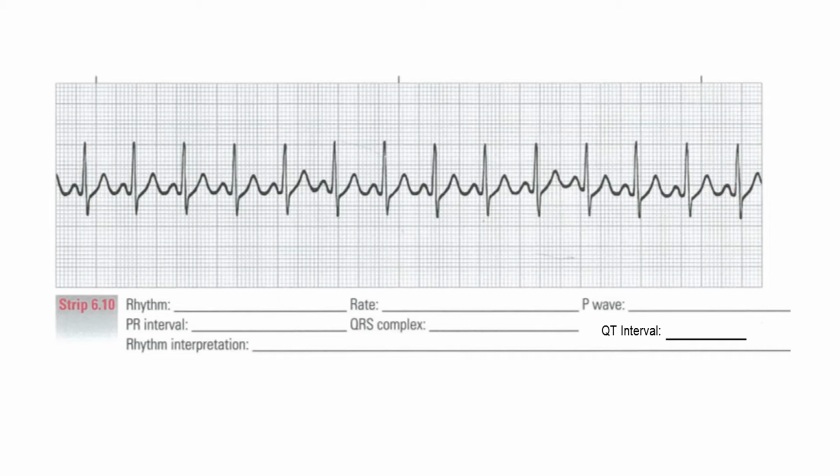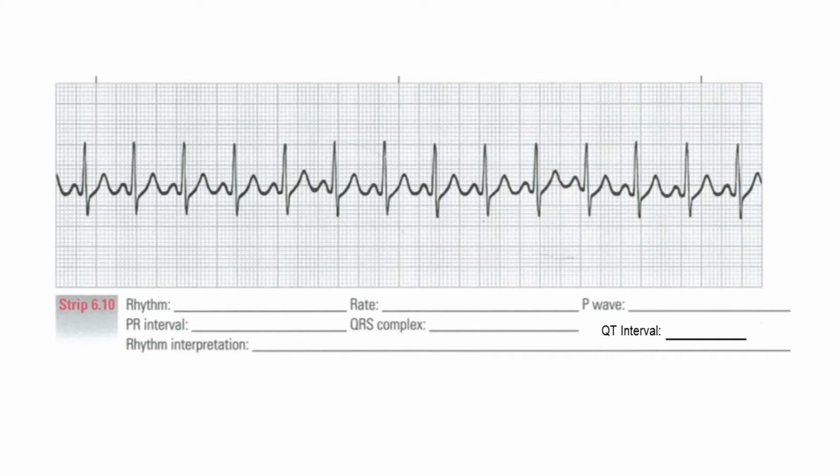Now we're going to look at your P waves. You have P waves for every single QRS. They're all upright and they all look the same, so we know they came from the SA node, so we're going to call them sinus. Now let's measure our PR interval.